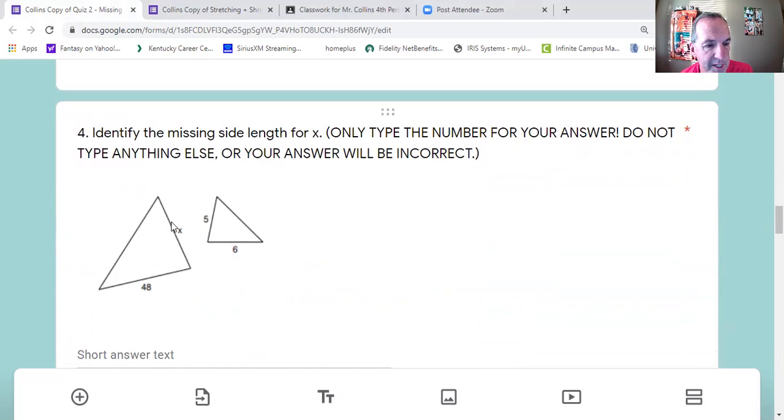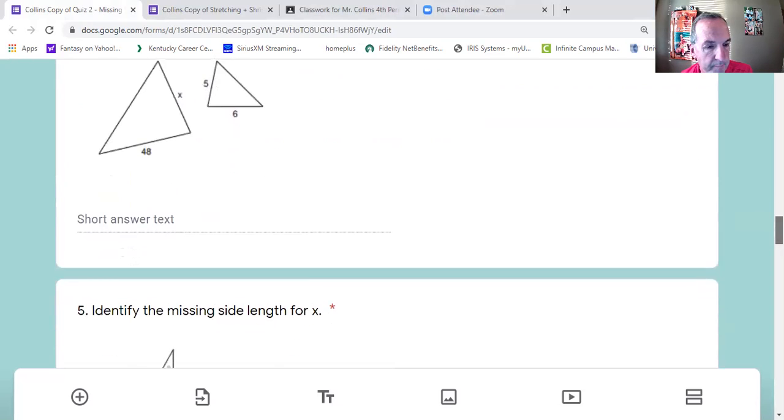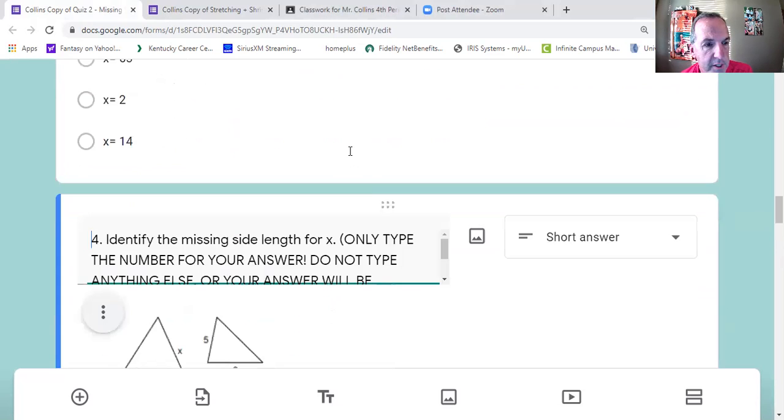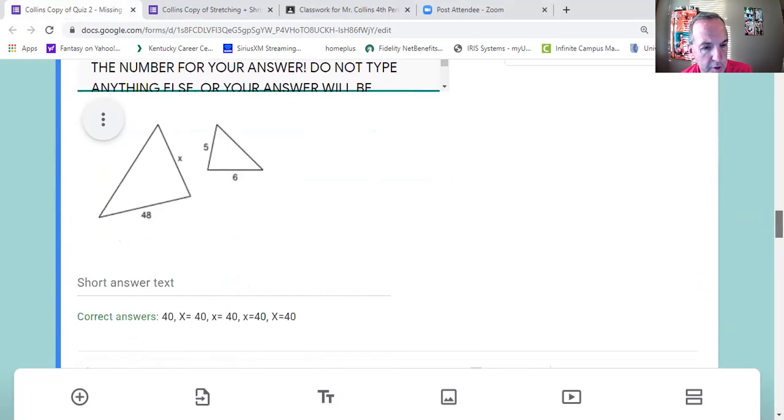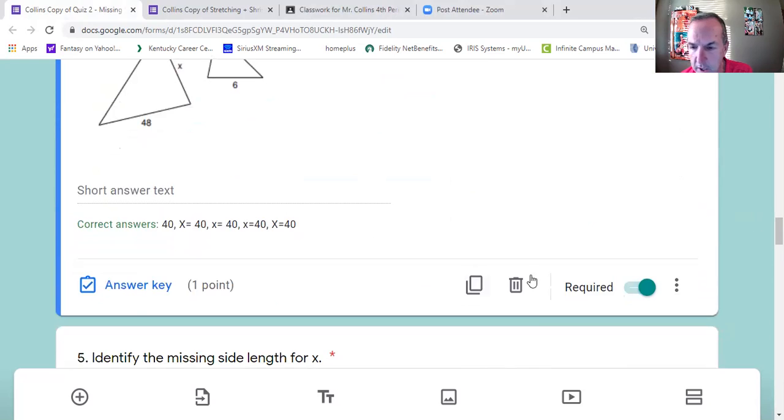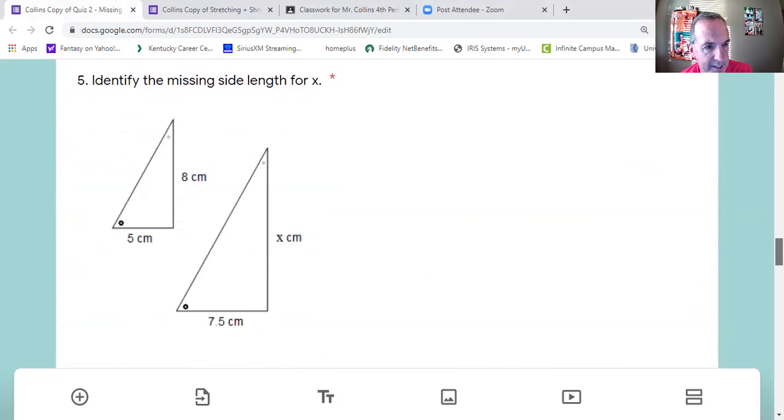Here we're identifying the missing side for X. These are kind of turned in opposite directions, but it doesn't matter because you know that the X is on the larger figure. So our scale factor is going to be greater than 1. So let's calculate it first. 48 divided by 6, you calculate that. That's going to give you 8. And then you would multiply that 8 times 5 to get the answer for X. And that is, in fact, 40. If I click on this, you can see the answer. That is, in fact, 40 right here, okay?